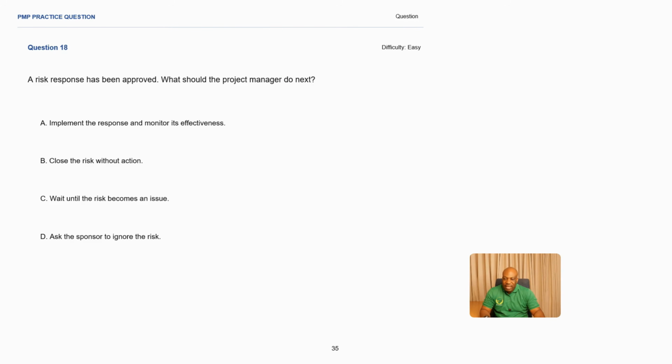Practice question number 18. A risk response has been approved. What should the project manager do next? So this is very important, and the difficulty here is easy. So what is our problem statement? There's a risk response that has been approved. Okay. So let us go through the answers. Number A, implement the response and monitor its effectiveness. So it's saying next. What should the project manager do next when a response has been approved? Okay. So we leave this one out for now.